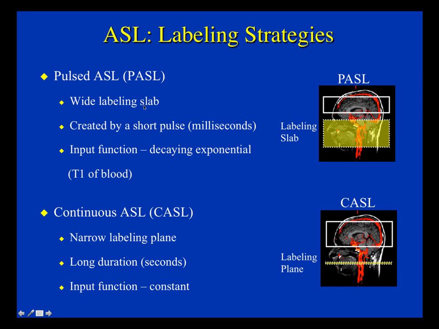In this case, we have a wide labeling slab, which is created by a typical 180-degree pulse, which takes a few milliseconds. Now, in the continuous ASL case, we apply a radio frequency pulse and a gradient to define what is called a narrow labeling plane. All the blood passing through that labeling plane gets inverted by a process called adiabatic fast passage. Because this is a narrow labeling plane, we have to keep that labeling on for a longer duration so that we have enough blood passing through that plane, and we would then be able to capture a significant signal change. So in pulsed ASL, the approach is to quickly invert a large slab, whereas in continuous ASL, the approach is to define a narrow labeling plane and keep it on for a longer duration.